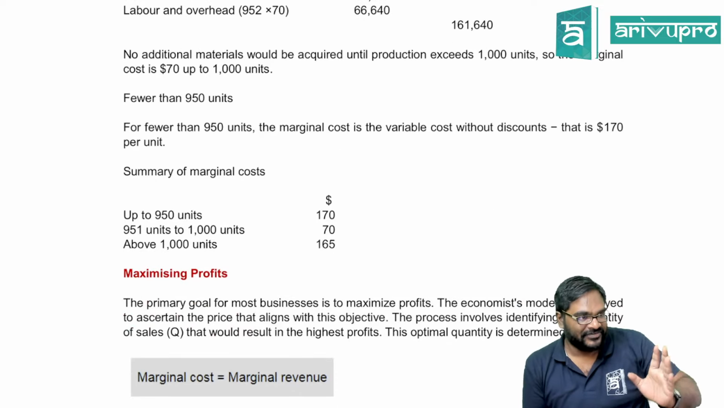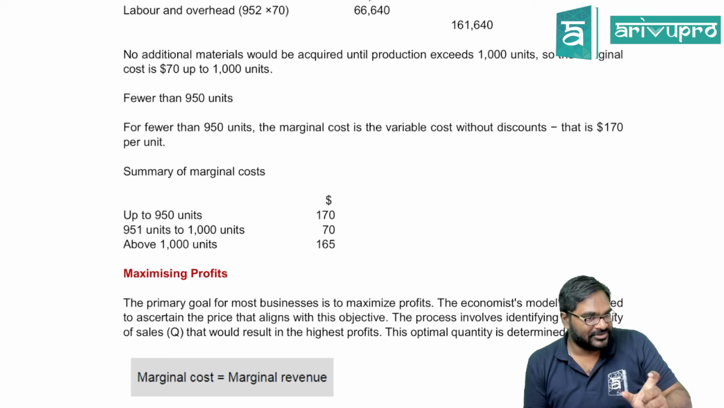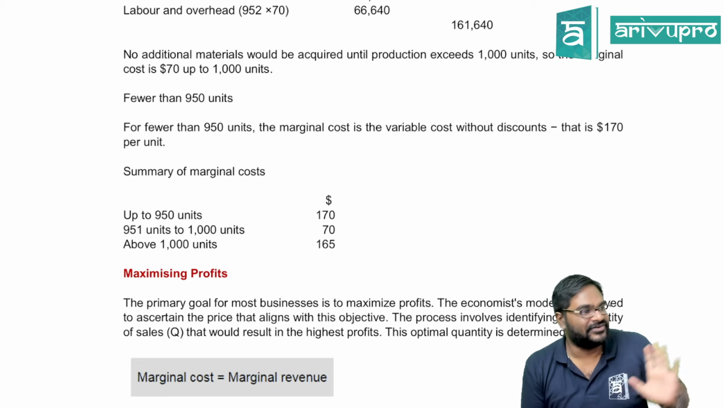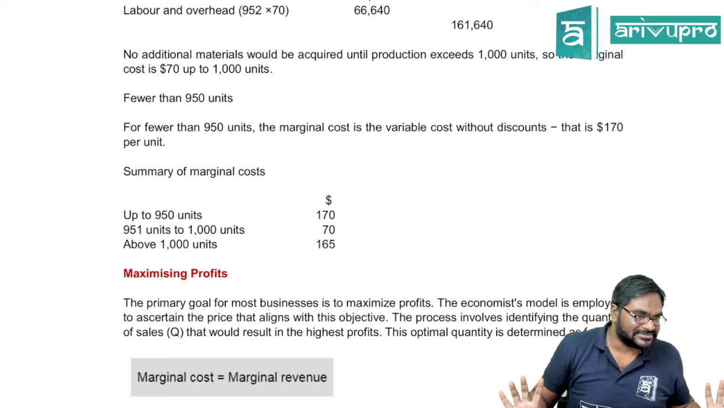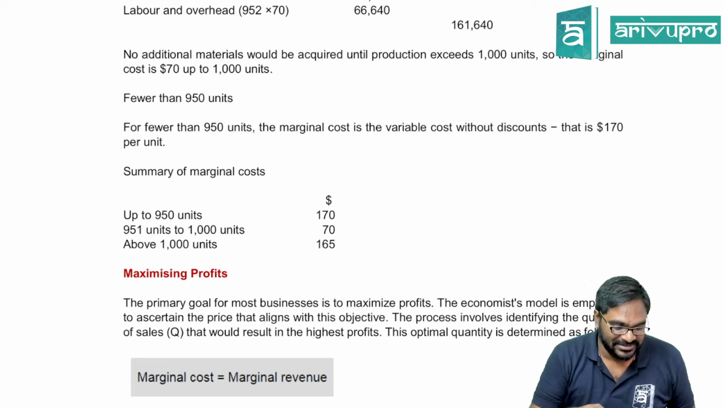Up to 950 units, $170. Between 951 to 1000, $70. Anything above 1000, $165. Are we clear? Any doubt from anyone? Right.